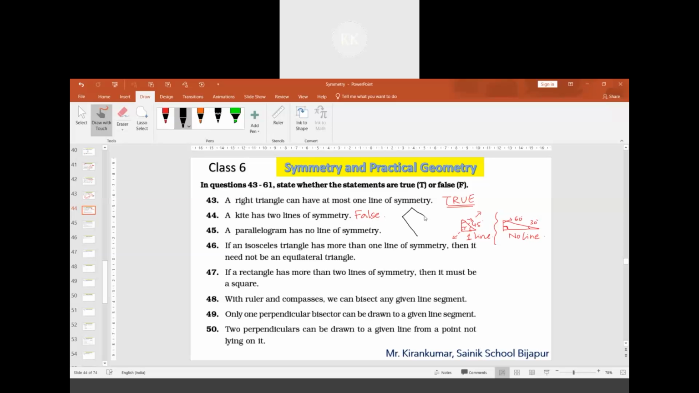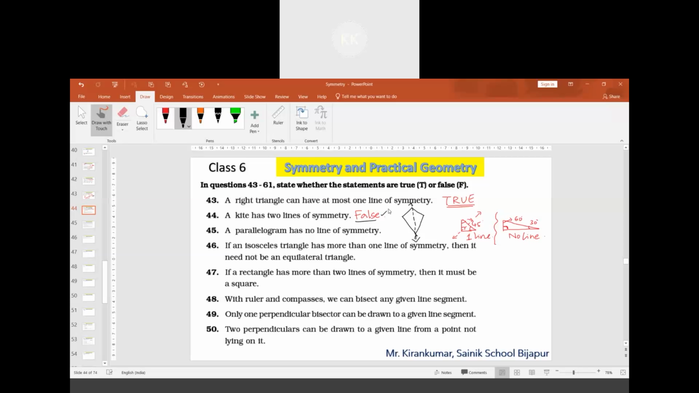Only two of the sides will be longer, and two of the sides will be shorter. This is the vertical line of symmetry. There will be only one line of symmetry. The vertical line of symmetry will be there. The horizontal line of symmetry will not be there. So the statement is false. Understood?